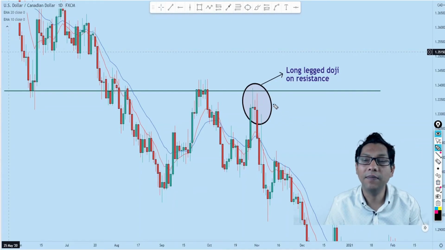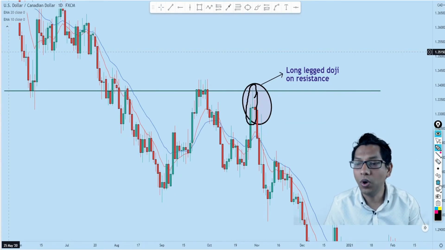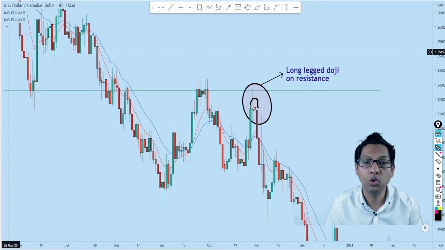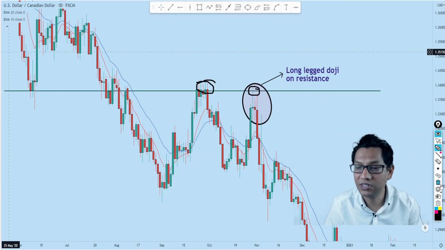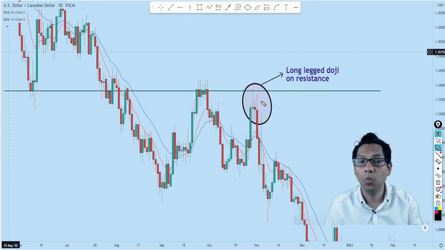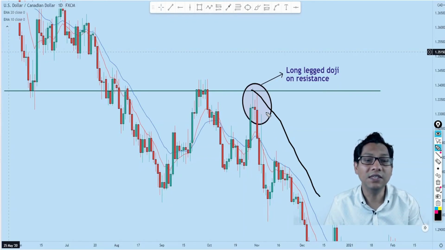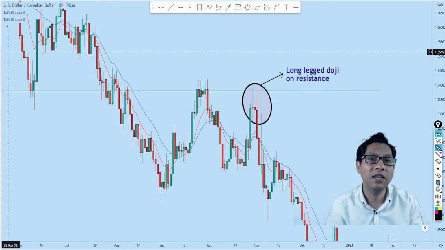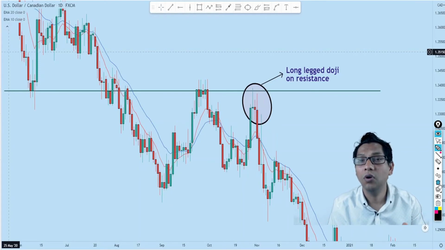After going back to the same level, what we have seen is a long legged doji formed. Not only one, two doji formed. When it is formed, what we have seen is that this is basically a level of resistance. So this is formed in a level of resistance. When it is formed in a level of resistance, what we have seen is that later the price dropped. So this doji can give you a reversal signal because they're formed in an important area of value or on a resistance.